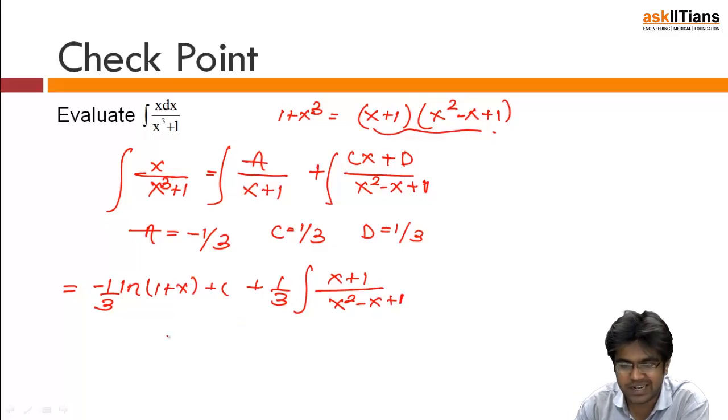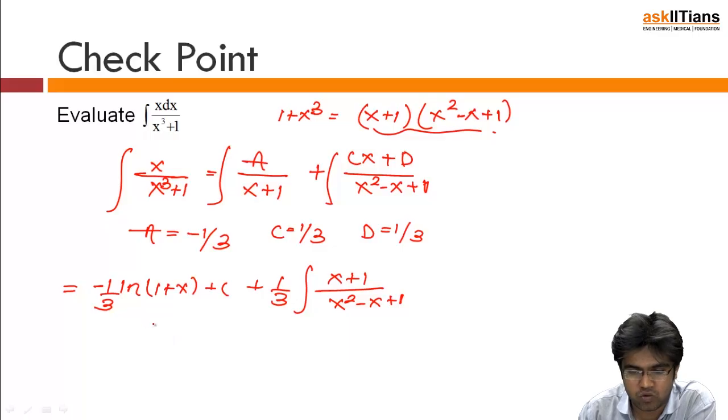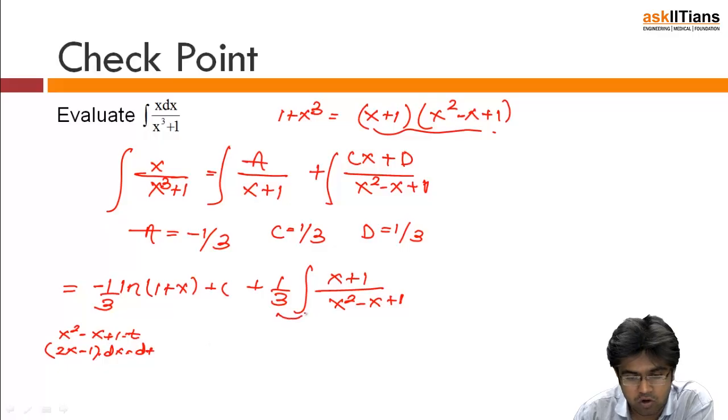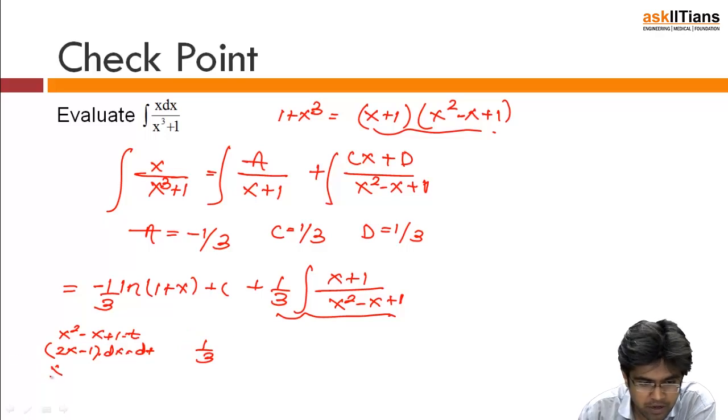Look here. What is the differential of x square minus x plus 1? If I put x square minus x plus 1 as t, the differential will be (2x minus 1) dx is dt. So we are only talking about this term now. Can I form it? Yes, I can. What I need to do is take 2 common, and if I divide by 2, then (x minus 1 by 2) dx is actually dt by 2.